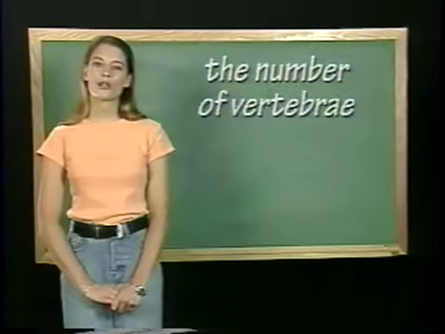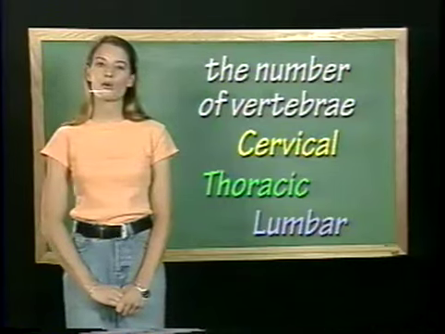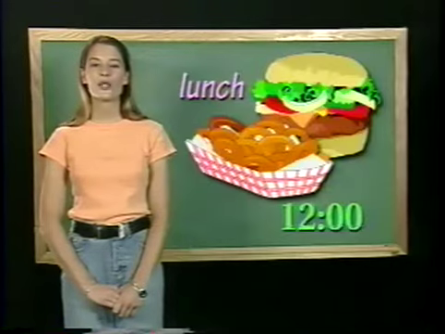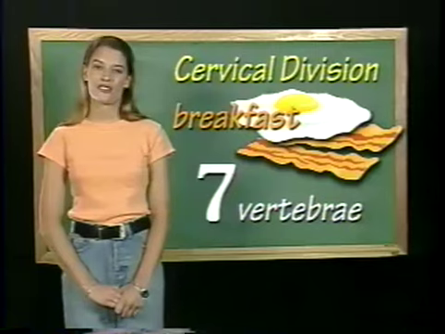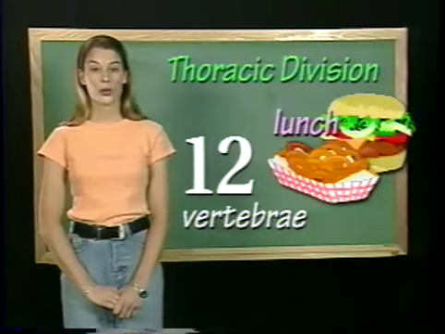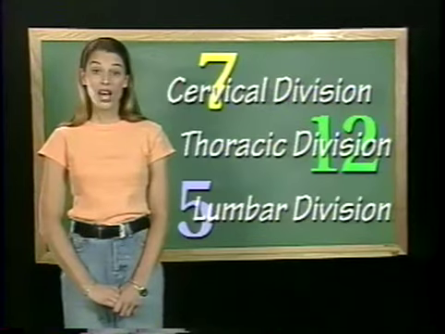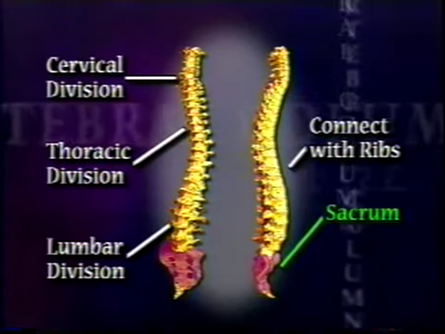To remember the number of vertebrae in these first 3 sections, think of the times most normal people eat breakfast, lunch, and dinner, 7 a.m., noon, and 5 p.m. Think of the cervical division as the breakfast division, with 7 vertebrae. The thoracic is lunch, with 12, and the lumbar is dinner, with 5 vertebrae. Pretty helpful, huh? Okay, the sacral division, or the sacrum, contains 5 vertebrae.